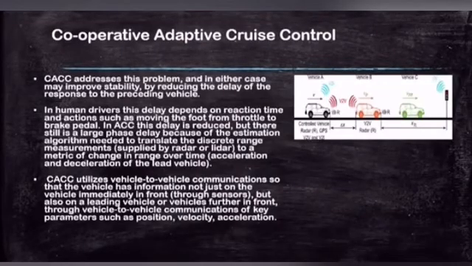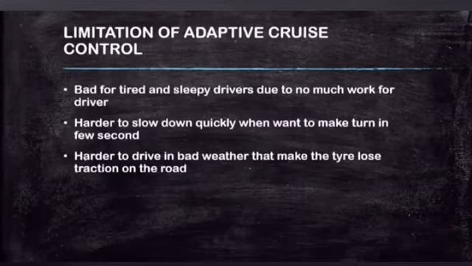Cooperative adaptive cruise control is the same as adaptive cruise control, but it has improved stability by reducing the delay in response to the preceding vehicle. This system utilizes vehicle-to-vehicle communication with wireless technology. It can reduce the time to detect the front car and incoming car and calculate parameters such as position, velocity and acceleration before braking. However, adaptive cruise control has a limitation, which is that it is bad for a tired and sleepy driver, and it is hard to slow down the vehicle quickly.